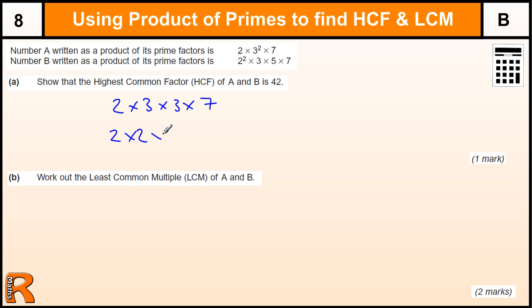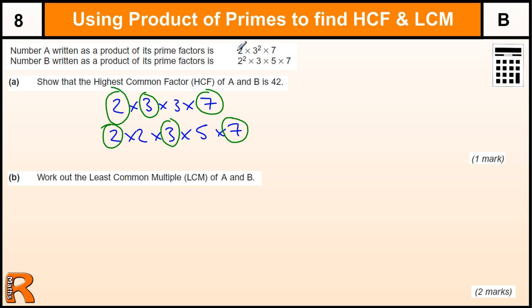2 times 2 times 3 times 5 times 7, which is B, all we really need to do is to say what goes into both of these. Well, use a different colour. We've got a 2 in both, so clearly a 2 goes into both. There's not another 2, there's one 2 here, but there's no more 2's in here. There's definitely a 3 in both, but only one 3 in both. This one's only got one 3. There's no 5's in both, but there is a 7 in both. So the numbers that go into both are 2, 3 and 7.